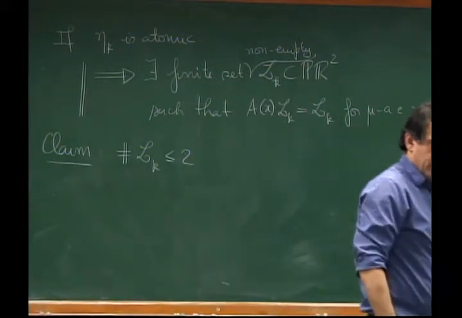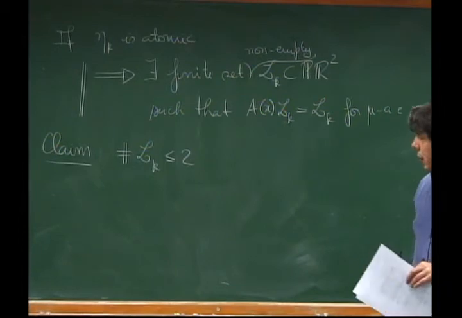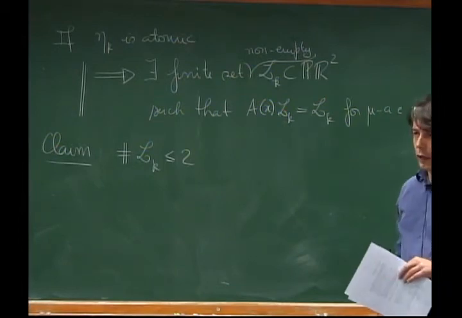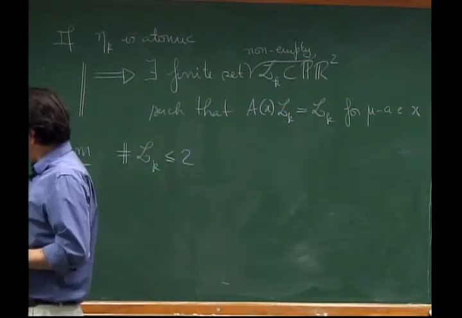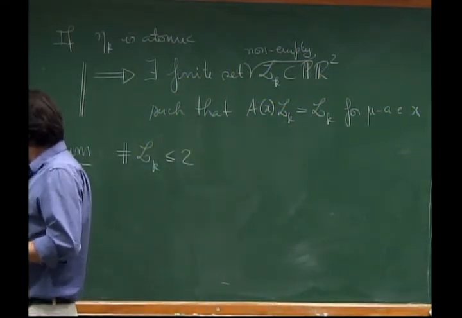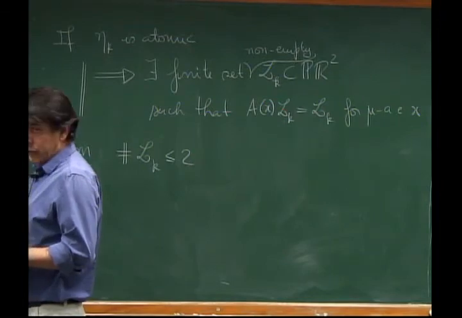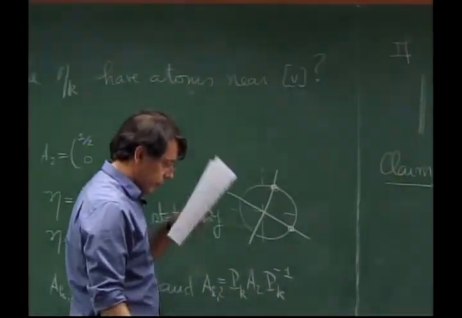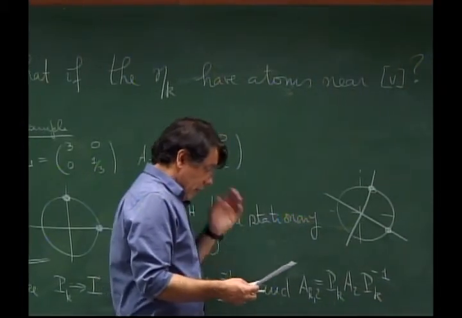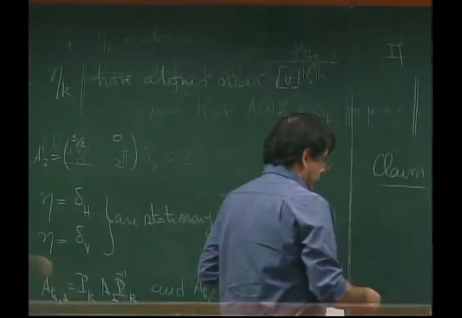So I claim that in this case, in low dimension, Lk has at most 2 elements. So either there's an element that is fixed, or 2 that may sometimes get twisted, may sometimes be exchanged. Now the proof of the claim is simple.